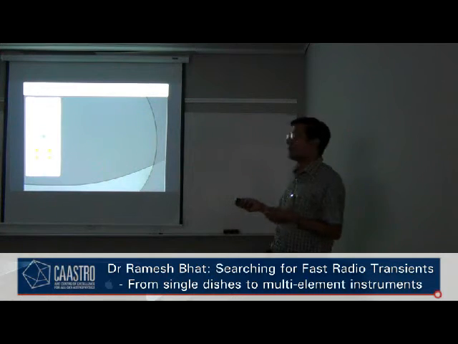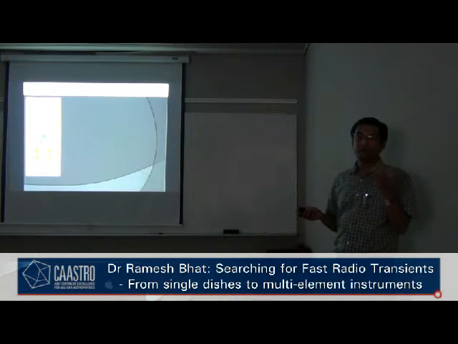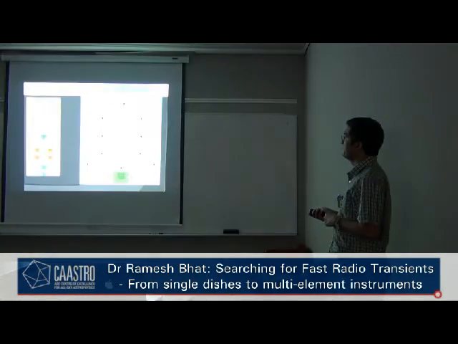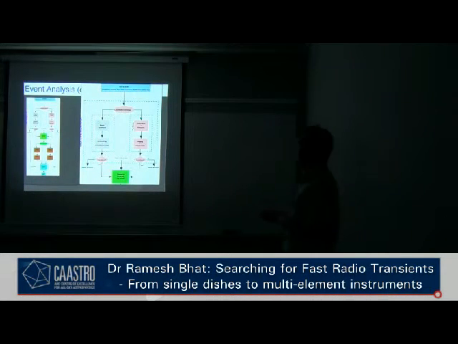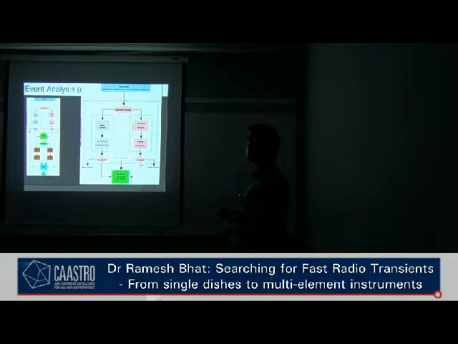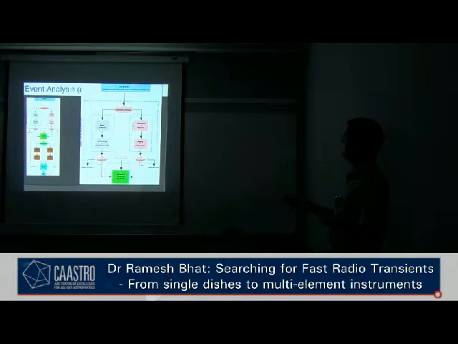Okay, so now the last bit: what do we do once you find these candidate events? This basically shows the scheme that we have. Things may not be readable there, as I was guessing, so that's why I blew it up. This is the first half.